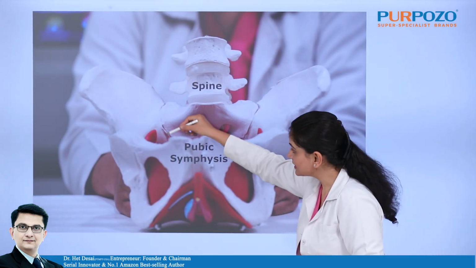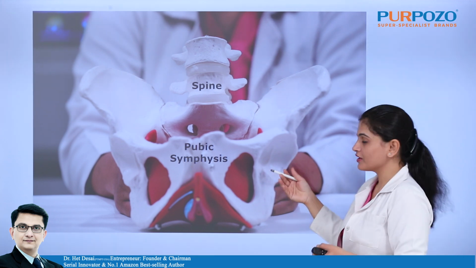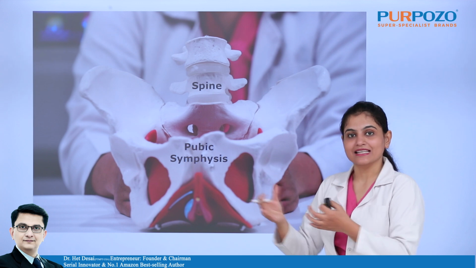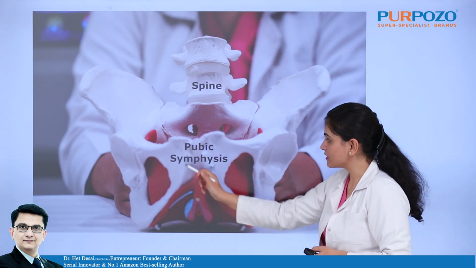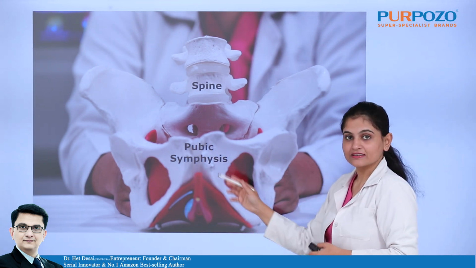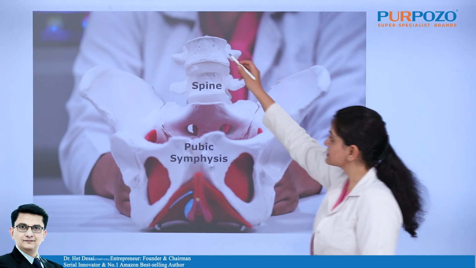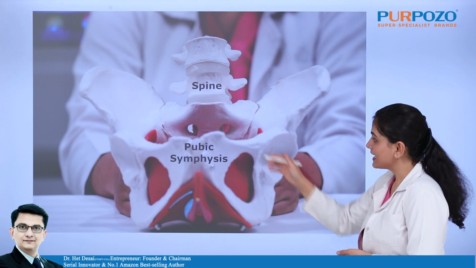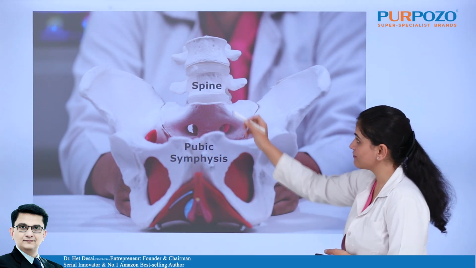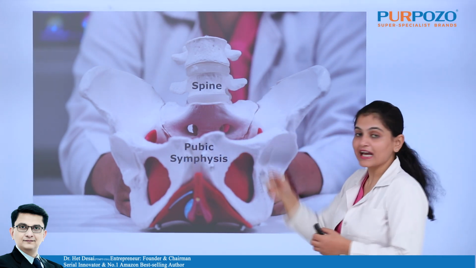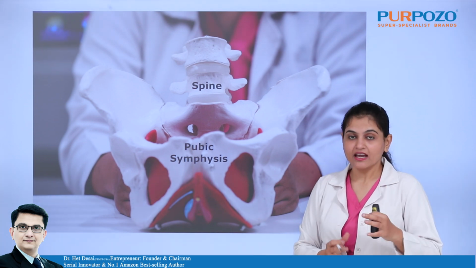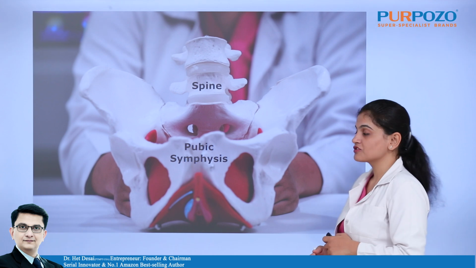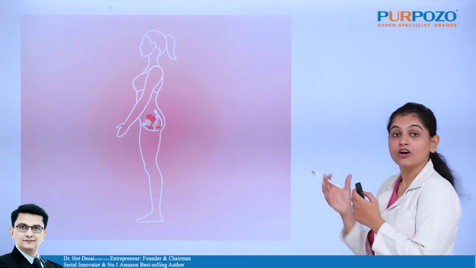So, this is the pelvic cavity, or you can say the place where your pelvic organs lie. This is the pubic symphysis, that is the front portion, and this is the spine, that is the back. So, in between the pubic symphysis and the spine, we have the pelvic cavity, and in that pelvic cavity we have pelvic organs. So, let us see the pelvic organs.